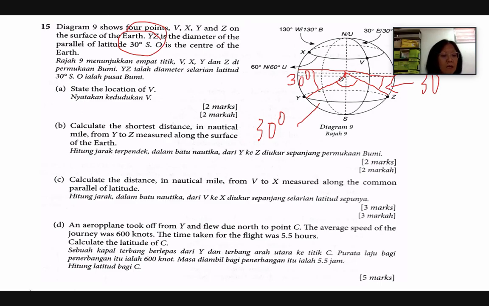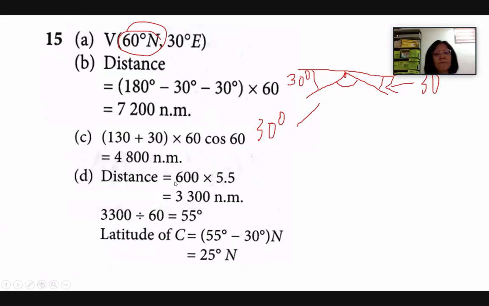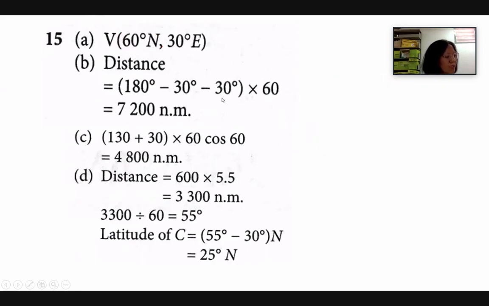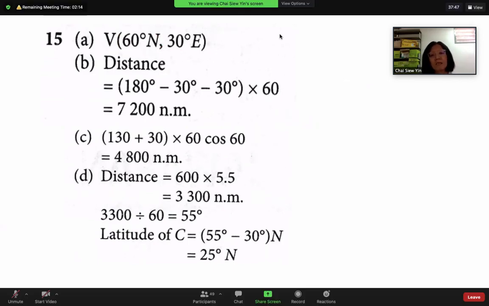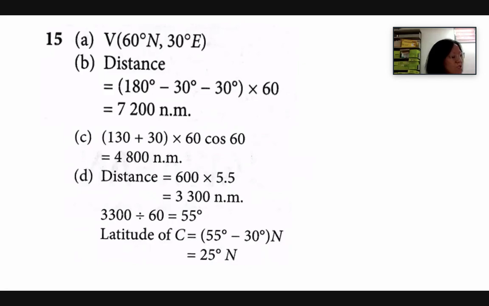The bell has rung already, never mind. That's why the working is 180 minus 30 minus 30, and then times 60, which is the formula: theta, the angle between them, times 60, to find the distance between the 2 points. Because Y and Z lie on the same longitude, for all distances along the same longitude, use this formula.